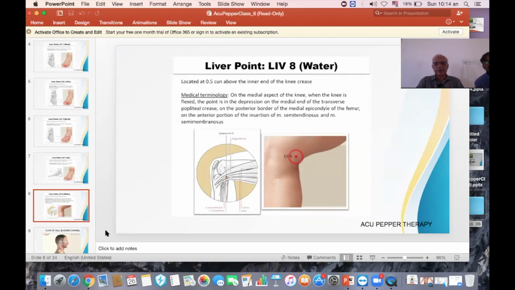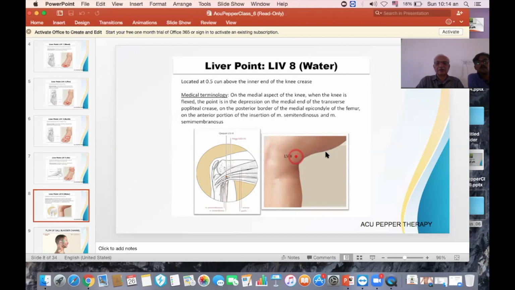This is liver 8. It is slightly difficult to identify. This is liver and water, wood and water. How do you find it? Just bend your knee and you will see the crease coming here. Just put one tune above. See, this is the crease. It will be here, one tune. This is the liver 8 point, water.